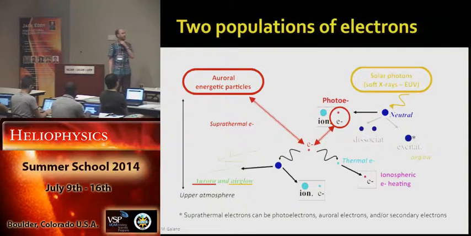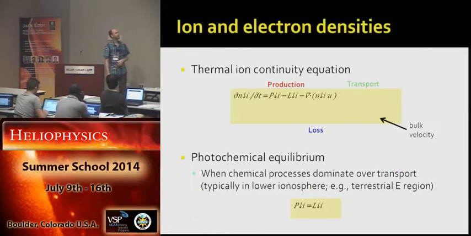Okay, so superthermal electrons can be, just as a reminder, photoelectrons, but also auroral electrons and/or secondary electrons. Secondary electrons I haven't described yet. Those are any electrons that are produced after the first electron impact. So from an auroral energetic particle, this electron ionizes, then you have another electron that's a secondary, or if a photoelectron ionizes something else, then that's another secondary.